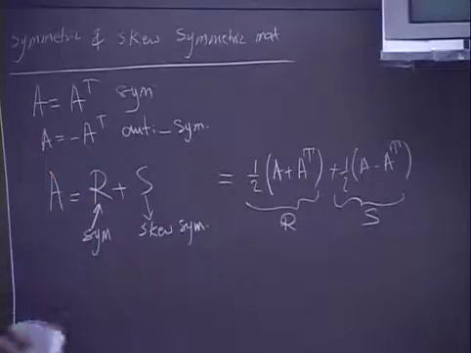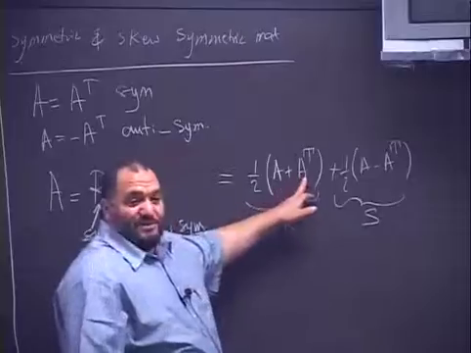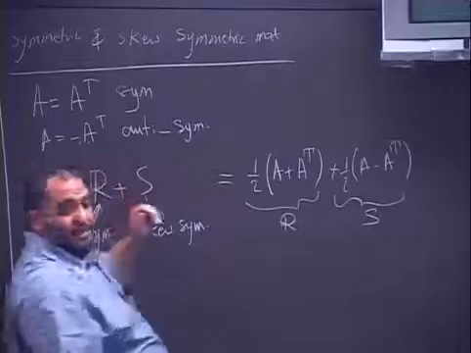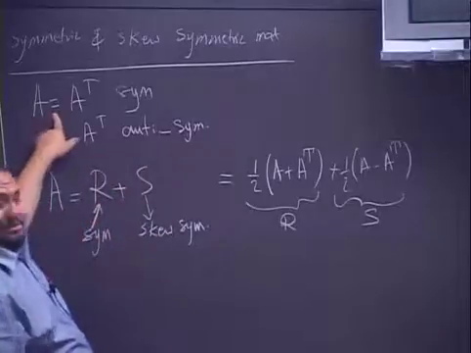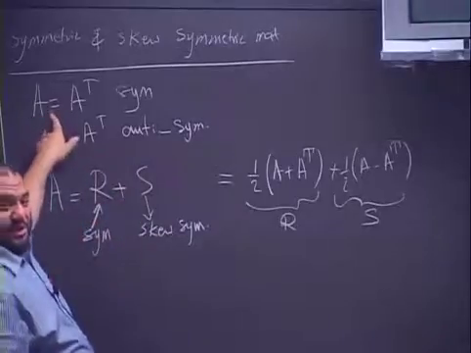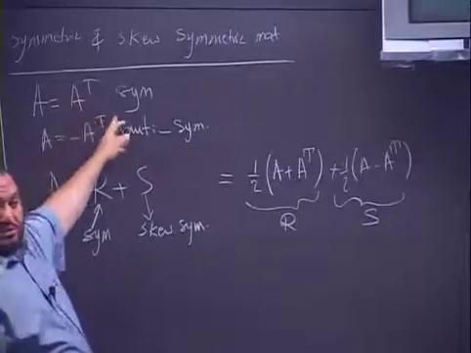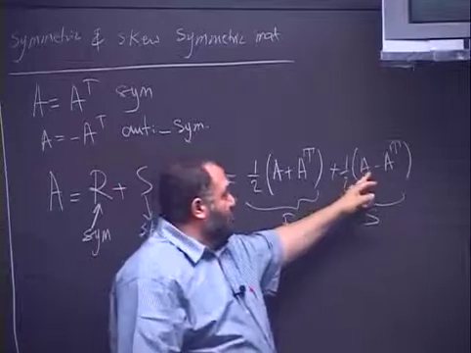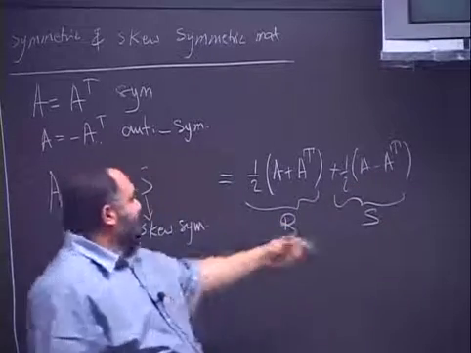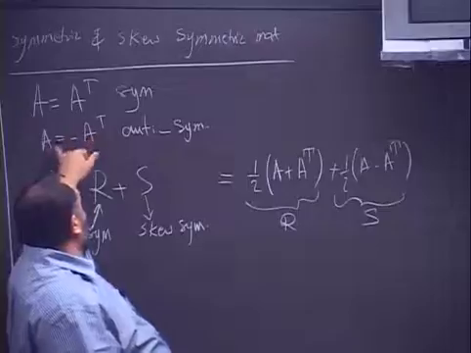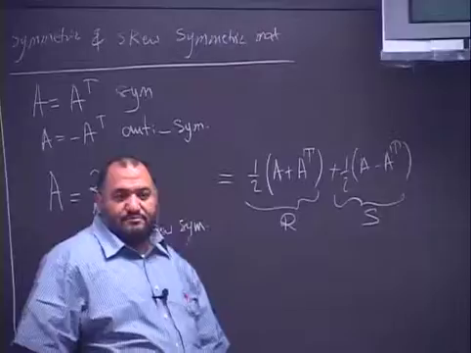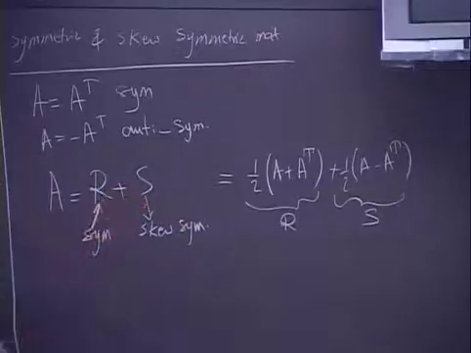Because if you add matrix A to the matrix A transpose, this will be matrix B, for example, or R in this case. If you try to apply this, you will notice that R equals R transpose. And in this case, this is the symmetric term. If you compose A minus A transpose, you will call it S. And if you look at S and S transpose, you will notice that they differ by a negative sign. So any matrix, you can write it as two parts, a symmetric part and a skew symmetric part.